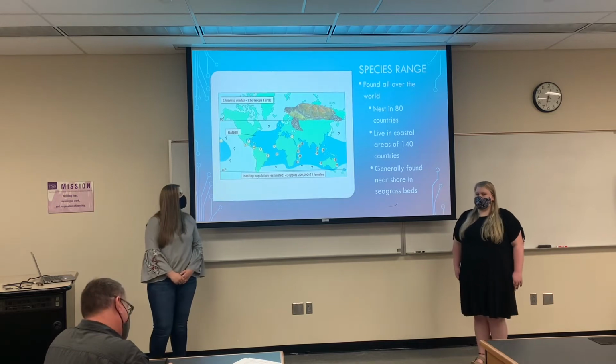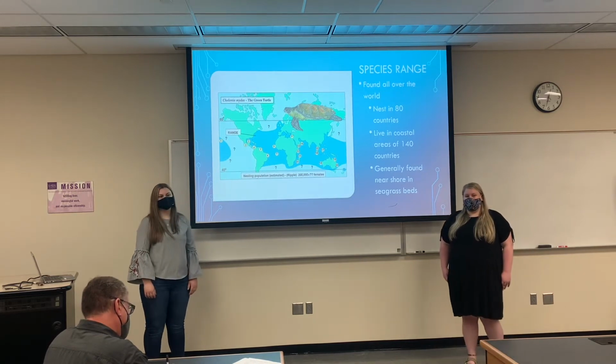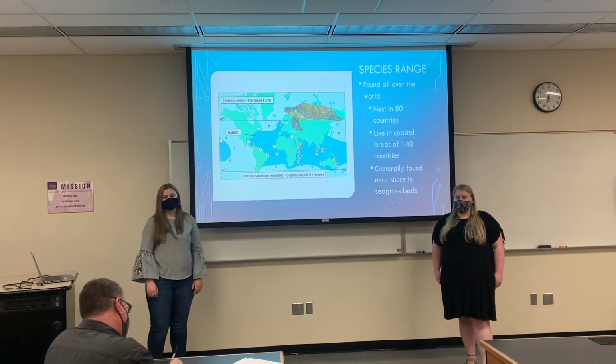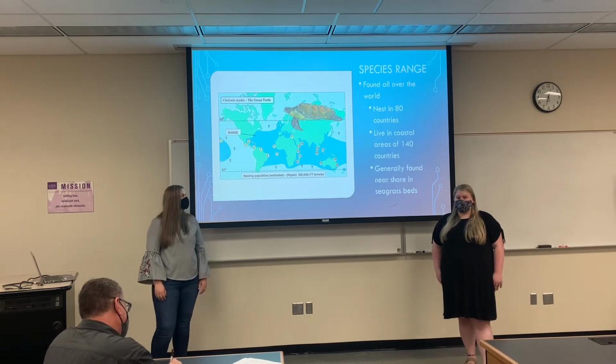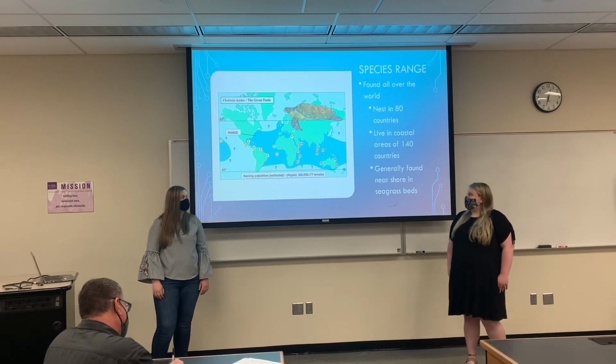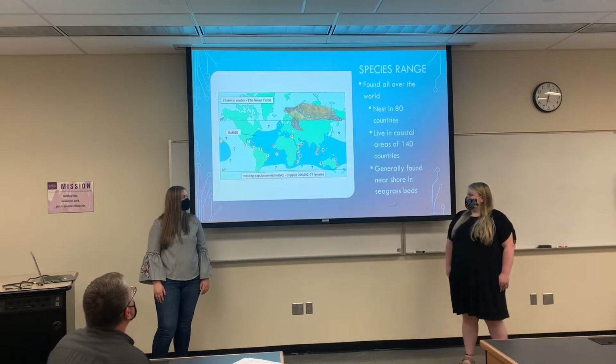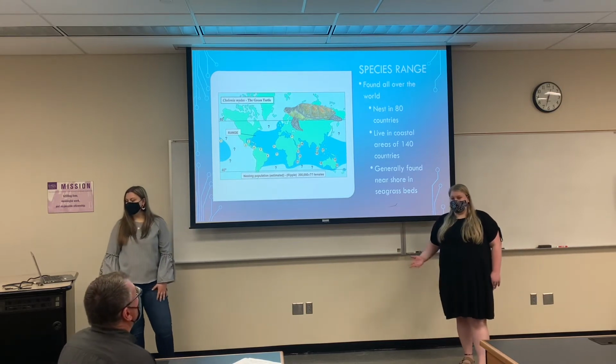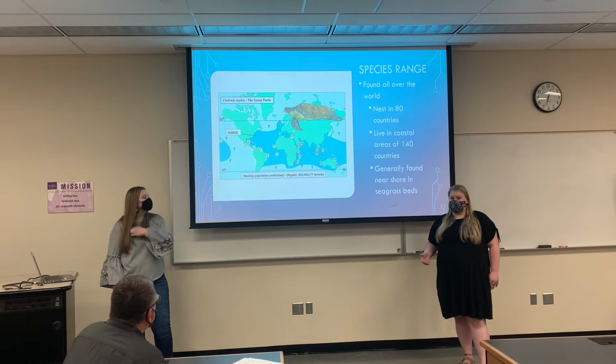As for their species range, these sea turtles nest in over 80 countries and they are found on the coastlines of over 140. Luckily, the United States of America is one of those countries. They generally are found near shore and seagrass beds as adults, hence, as Cassidy said, their diet shifts to eating seagrass and algae.